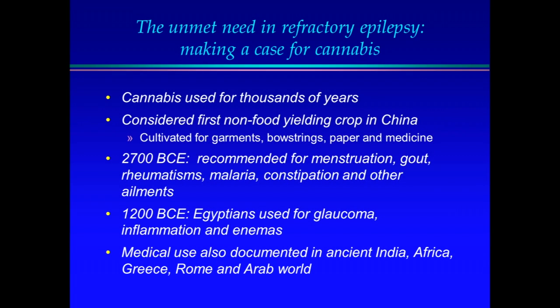And so just looking really quickly at the history of this, cannabis has really been used for thousands of years. It was the first non-food crop yielding crop in China, and it was cultivated for garments, bowstrings, paper, and medicine. One of the first references was in 2700 BCE, where it was recommended for menstruation, gout, rheumatisms, malaria, constipation, and other ailments. And then in 1200 BCE, the Egyptians used it for glaucoma, inflammation, and enemas.